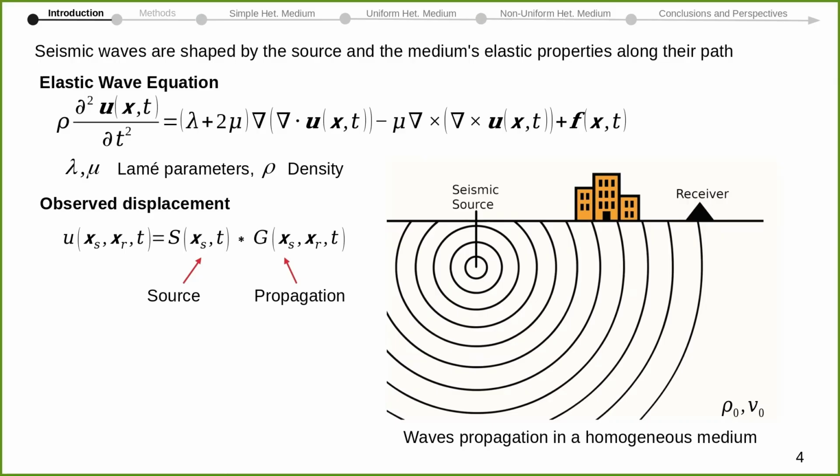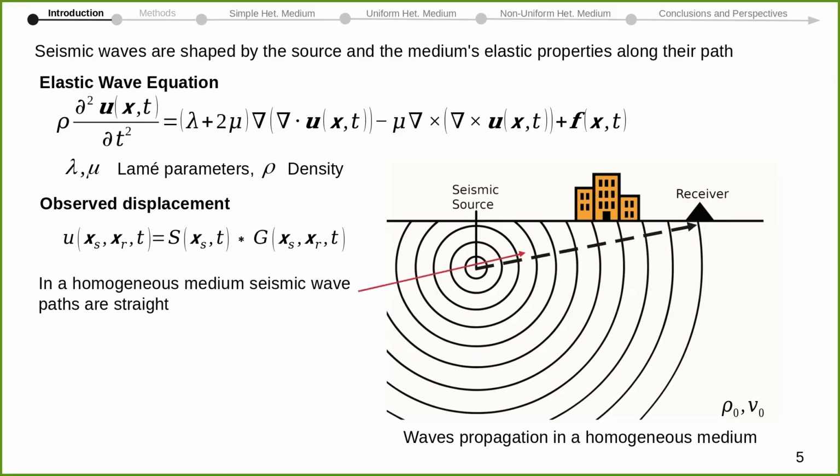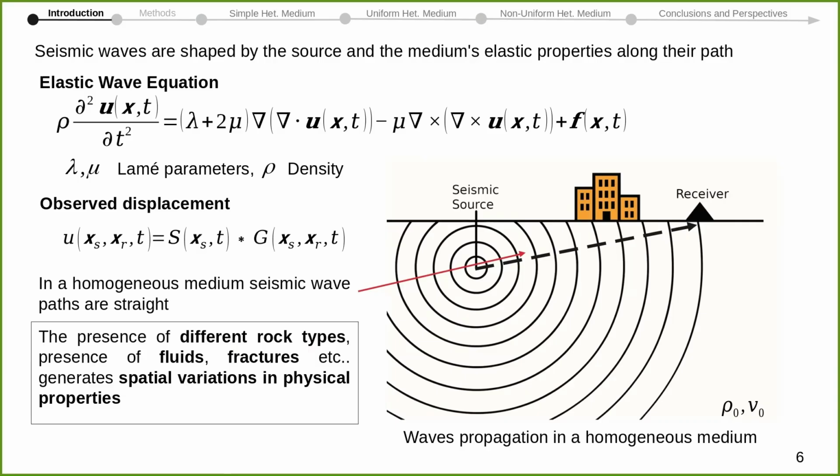Now, the simplest medium that we can imagine is the so-called homogeneous medium, in which the elastic and inelastic properties are constant in space. In this case, we may even be able to solve the wave equation to retrieve an analytical solution, which will tell us that the paths of the waves are straight lines between source and receiver. However, a homogeneous medium is not a very good representation of the complex subsurface. Indeed, we are expecting different kinds of rock types, presence of fluid, fractures. All these features and many others may generate variation in the physical properties of the medium.